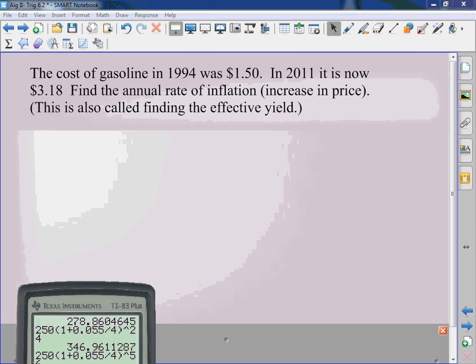All right, for this problem, we're still going to use A equals P times 1 plus R over N to the NT. This one's different. My final amount is $3.18.